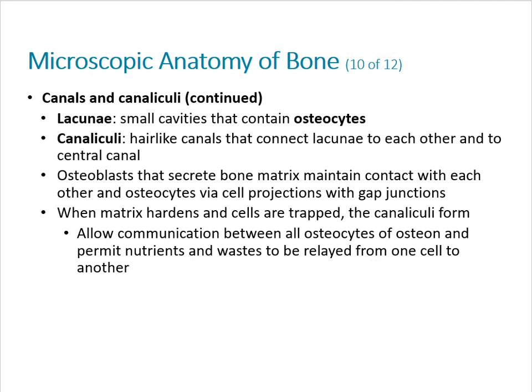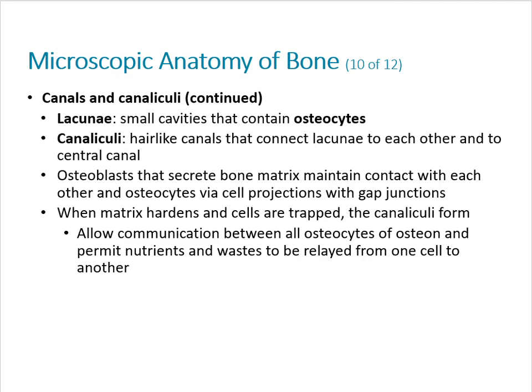So osteoblasts that secrete bone matrix are able to maintain contact with each other and with osteocytes. That's because osteocytes have cell projections that go off into the canaliculi and connect to other cells with gap junctions. So even though when the matrix hardened, the osteocytes were trapped, the canaliculi then formed and continue communication between all bone cells. So that allows things like the permittance of nutrients and waste to be relayed from one cell to another. It allows osteoblasts to get communication about what's happening to the matrix, any stressors or strains that are going on in its environment.